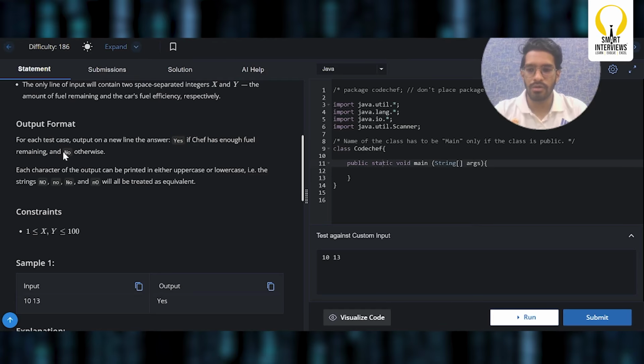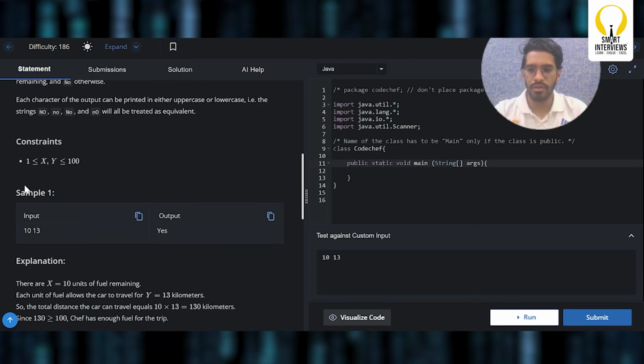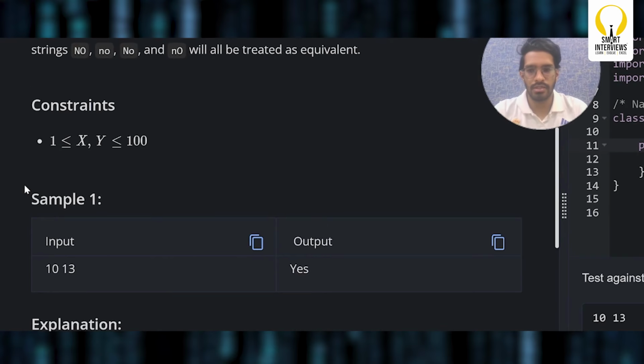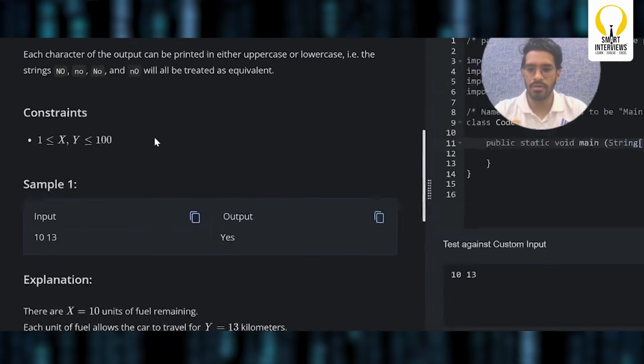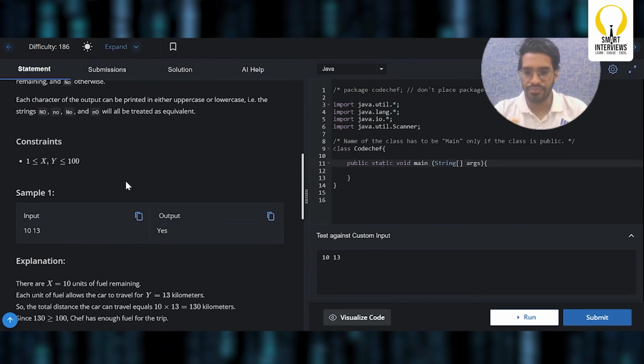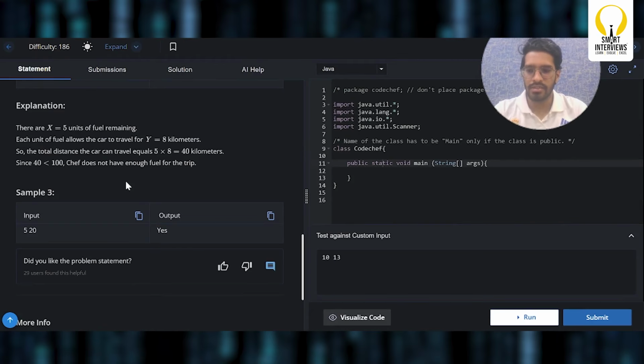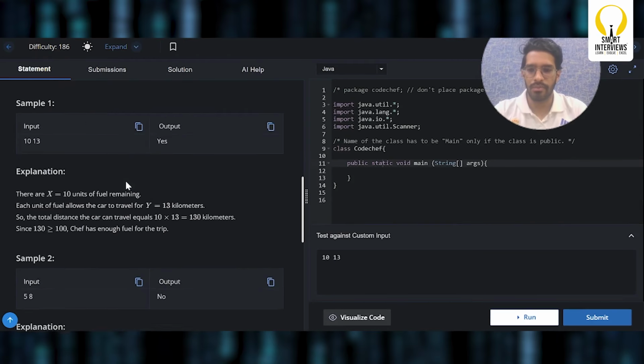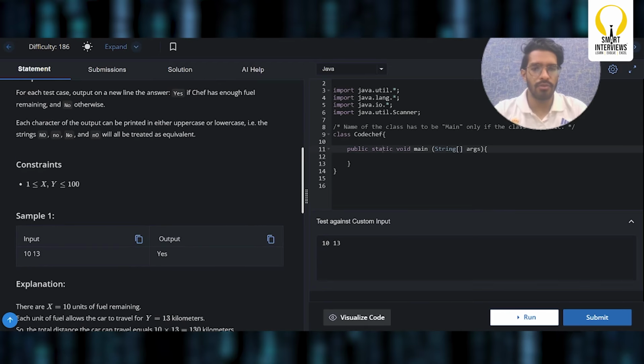and no otherwise. Let us also look at the constraints, because they sometimes play a very crucial role. Constraints are very small, so whenever you are multiplying values, it will not exceed the integer range. And these are the sample test cases. We have already gone through the sample test cases. If you want, take a moment and pause the video here. You can try to write the entire solution on your own. If you're stuck anywhere, you can refer to the code that I'll be writing in the next 1 minute.